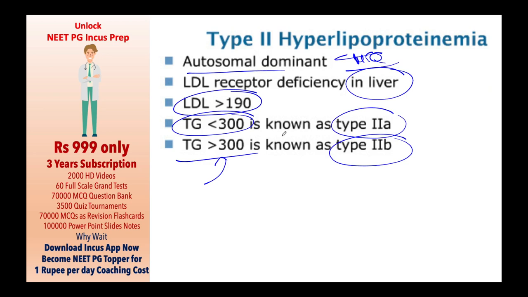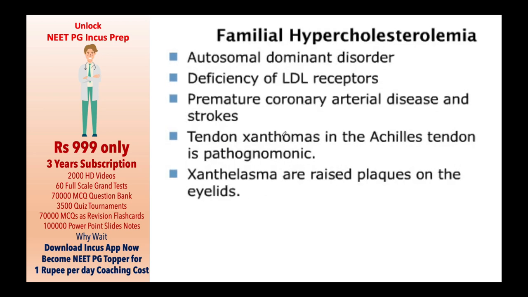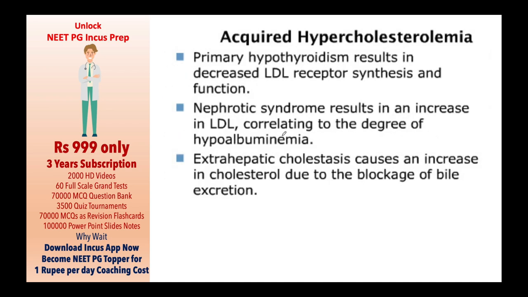Now, there are two types of type 2A and 2B we discussed. One is called acquired hypercholesterolemia. The other is familial hypercholesterolemia. So, acquired hypercholesterolemia, where do you get it? Primary hypothyroidism. There is a decreased LDL receptor synthesis and function. Similarly, nephrotic syndrome.